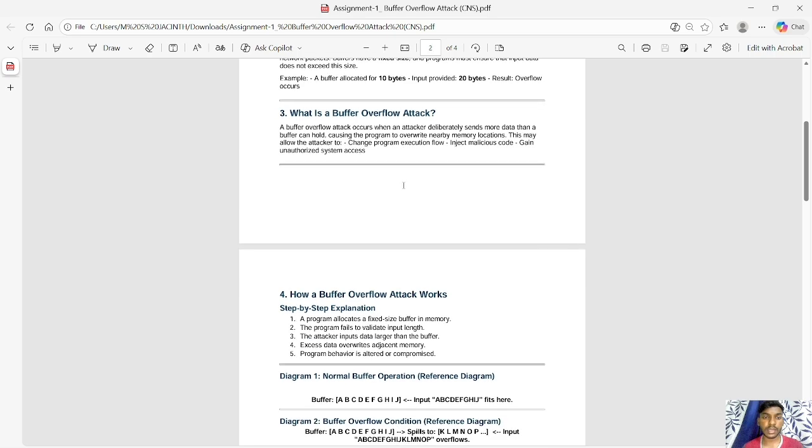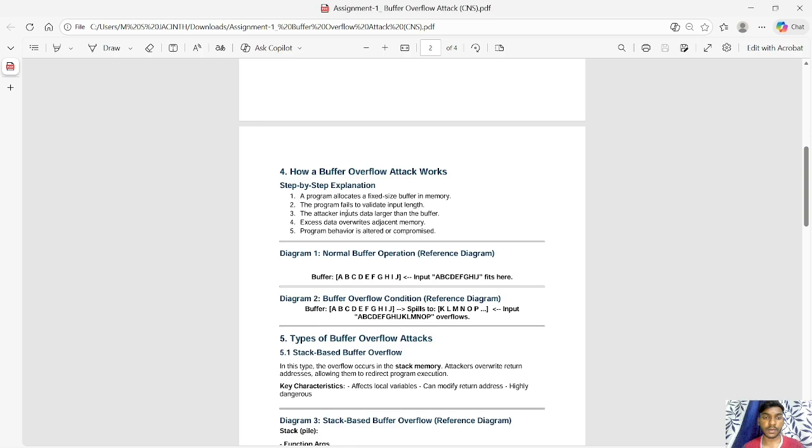How does a buffer overflow attack work? The program allocates a fixed size buffer in memory. The program fails to validate input length. The attacker inputs data larger than the buffer. Excess data overwrites adjacent memory. Program behavior is altered or compromised.